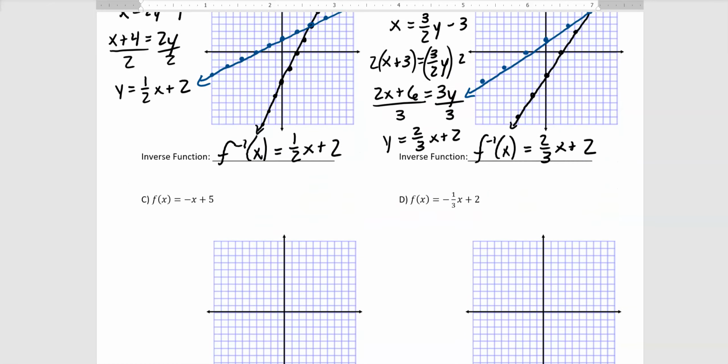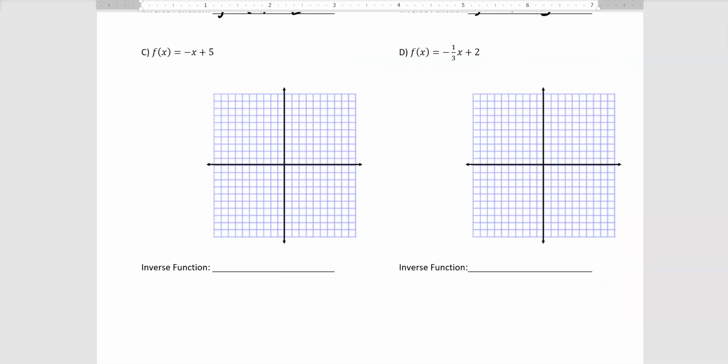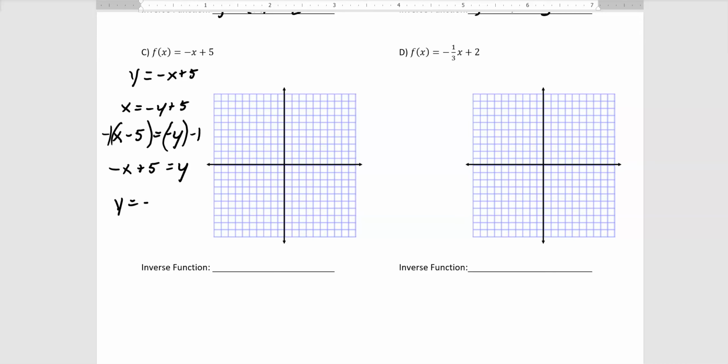Let's look at letter C here, negative x plus 5. Ooh, fun. So let's start replacing f of x with y, negative x plus 5, and then switch x and y. So this will become x equals negative y plus 5. So subtract the 5, so x minus 5 equals negative y. Then we can multiply everything by negative 1 to switch our signs. When I do that, I'd have negative x plus 5 equals y, which is the same as y equals negative x plus 5. So the inverse here, f inverse of x, equals negative x plus 5.